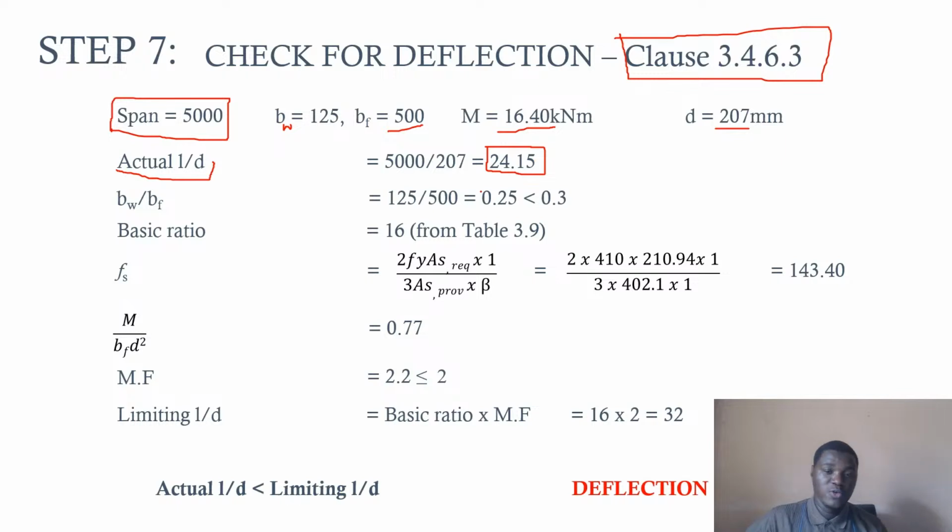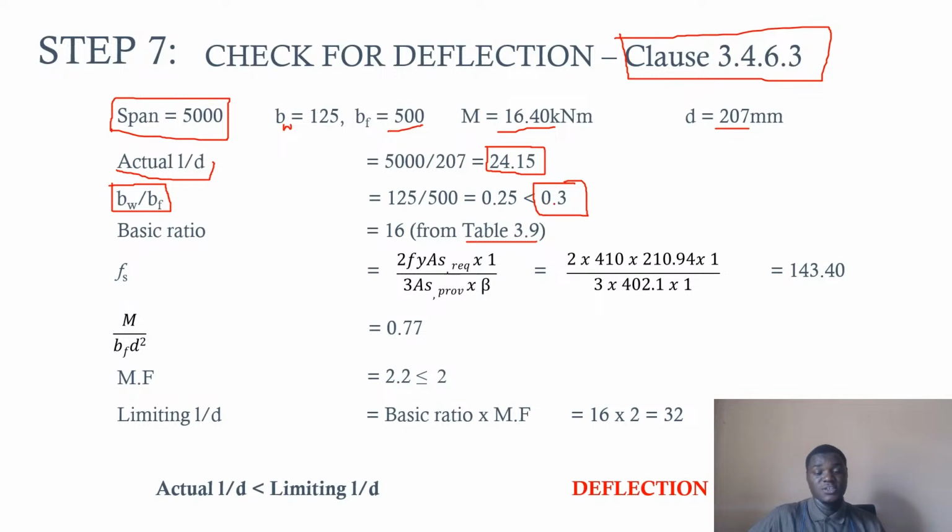So let's go. But for you to do that, we need to establish what we call BW over BF. The reason why we are doing this is because our rib slab is like a T-beam. So based on the code, we have two sections. If you check Table 3.9 of BS 8110, you see that we have two sections, rectangular section and flanged section. So for flanged section, you need to know if this ratio BW over BF is less than 0.3 or greater than 0.3. If it is less than, like in our own case, BW over BF is 0.25.